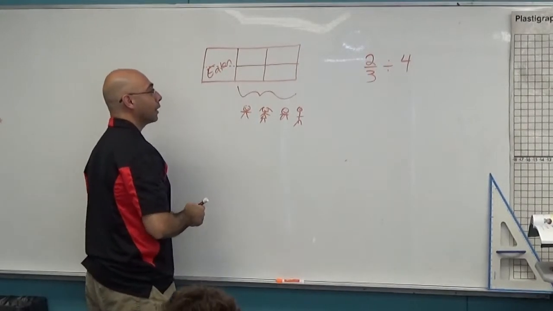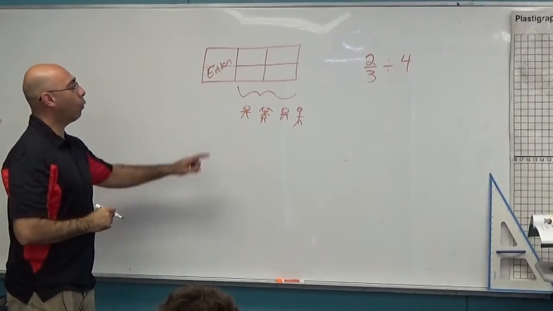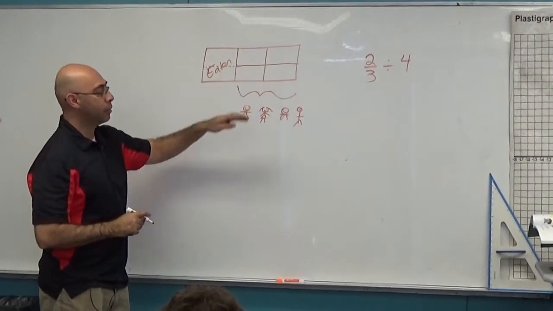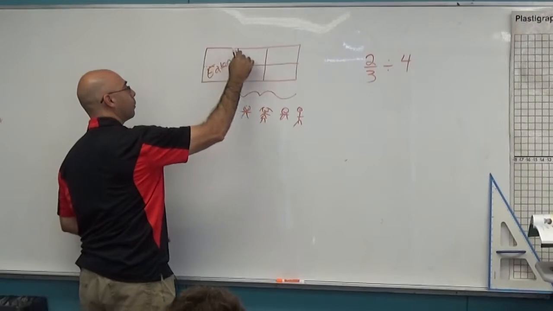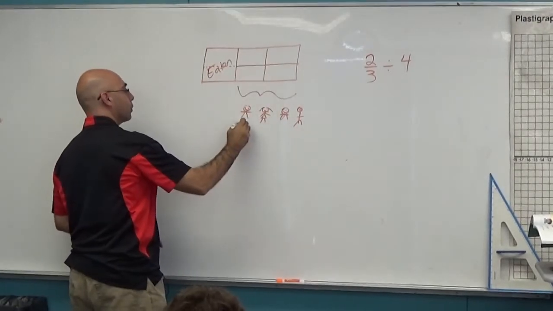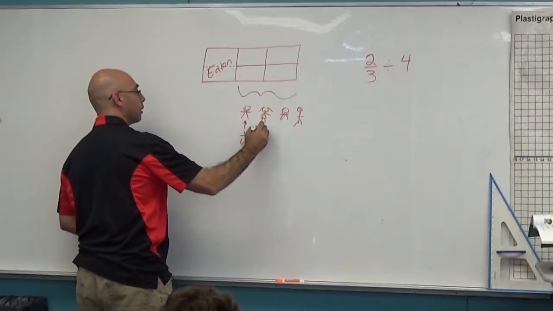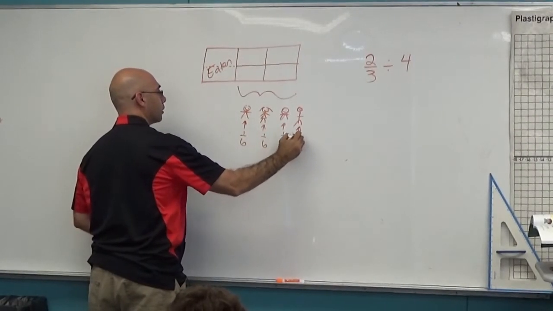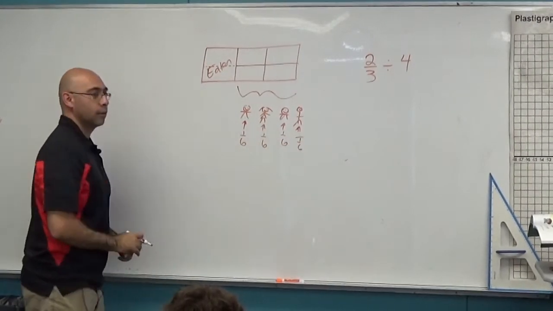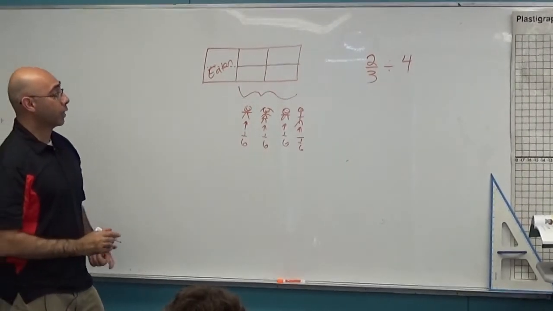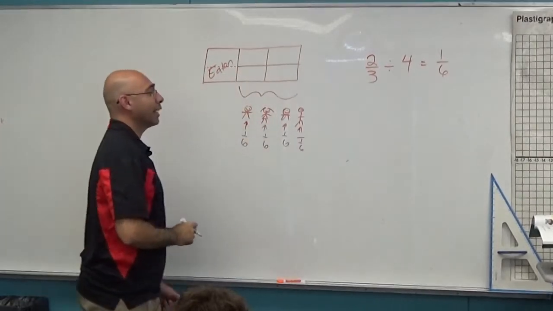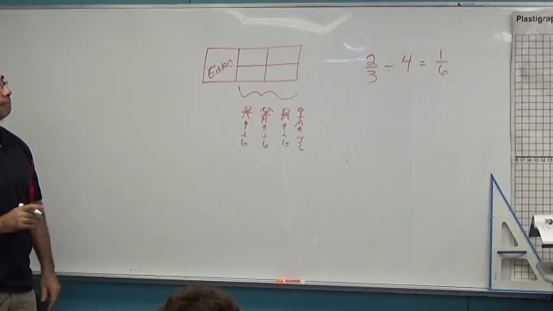So each person gets 1 piece. Well, 1 piece out of the whole pizza. So how big is the whole pizza? How many pieces are there for the whole pizza? So this kid gets 1/6. This kid gets 1 out of 6. So the answer is going to be 1/6.